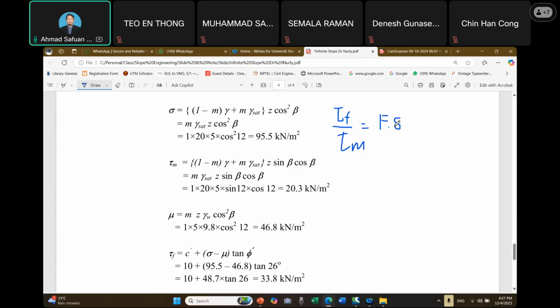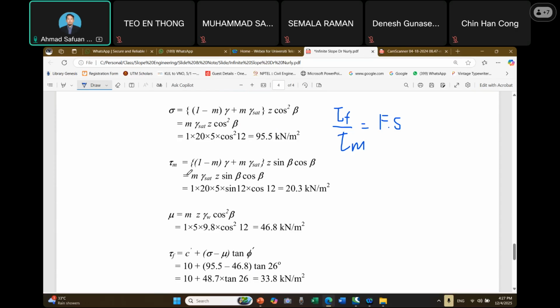So for the tau M, the formula is (1 minus M) times the saturated unit weight, plus M times the saturated unit weight, times Z sine beta cos beta. So then M times the saturated unit weight times Z sine beta cos beta. For the shearing, we may not use what we call an effective unit weight.